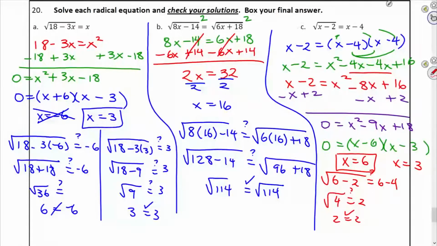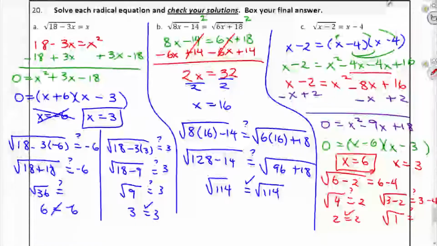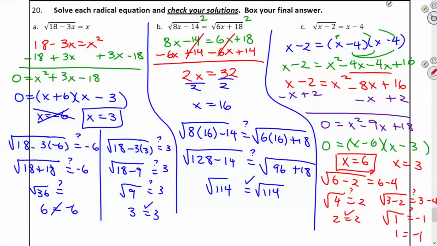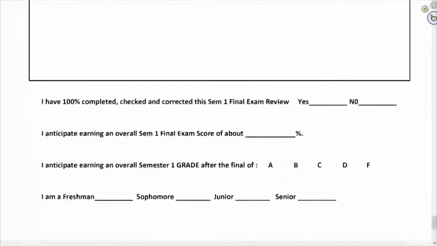Plugging in 3, I get the square root of 3 minus 2, and is that equal to 3 minus 4? Well, 3 minus 2 is 1. Does that equal 3 minus 4, which is negative 1? Is 1 equal to negative 1? No, it's not. This is an extraneous solution, and so my answer for 20C is the number 6. Oh, I never went back and boxed 16. I should have. Okay. All right, that is it.